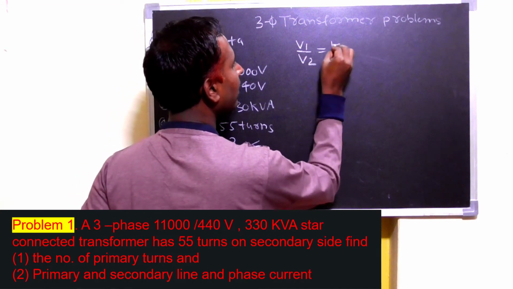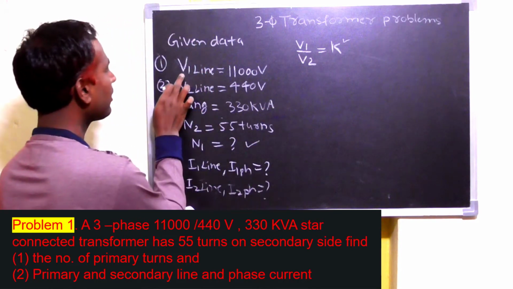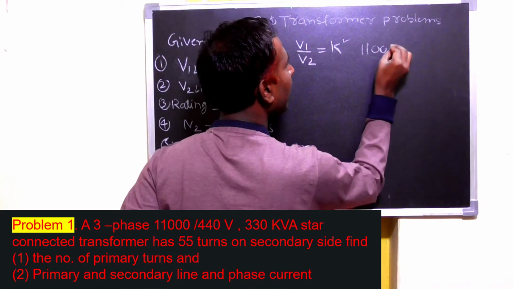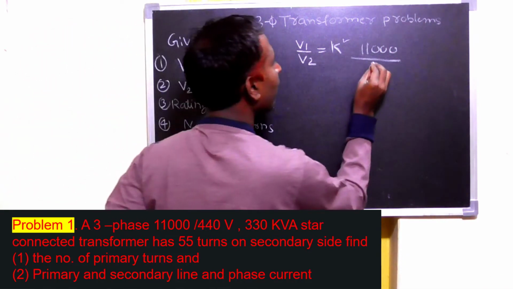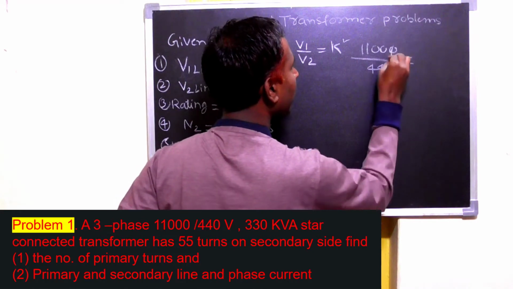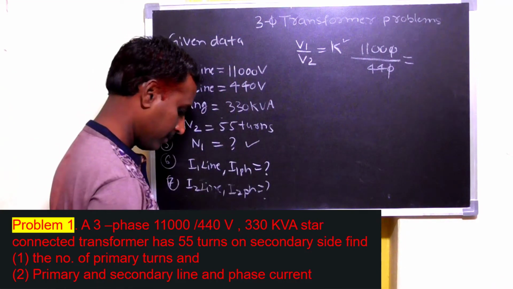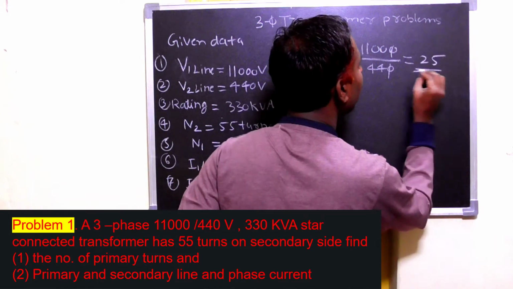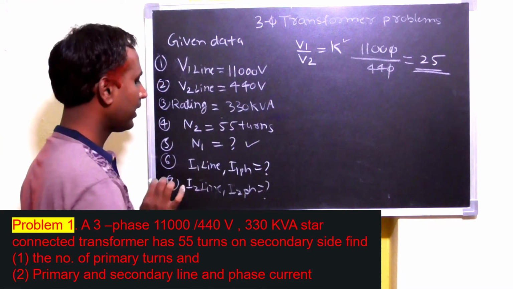I am going to find K here. V1 line voltage 11,000 divided by V2 line voltage 440. This zero cancels. How much does it become? 11,000 divided by 440 gives 25. K is 25.